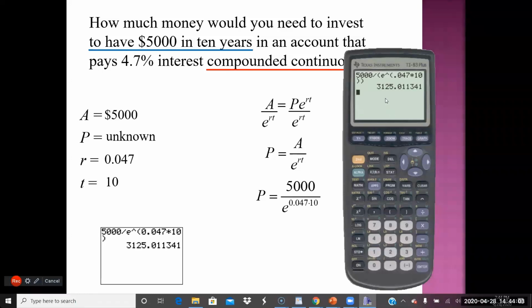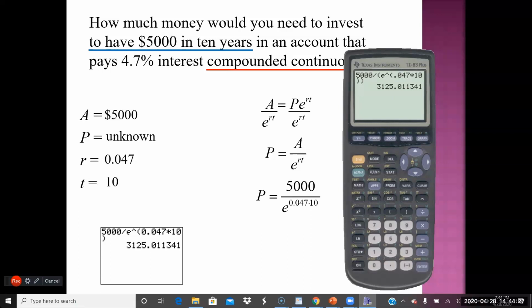So what is that telling me? That tells me that if I want $5,000 in my account in 10 years, I have to put in $3,125.01 to get there. And that's if it pays 4.7%, which I never hear of. These must be old questions from when we had higher interest rates.